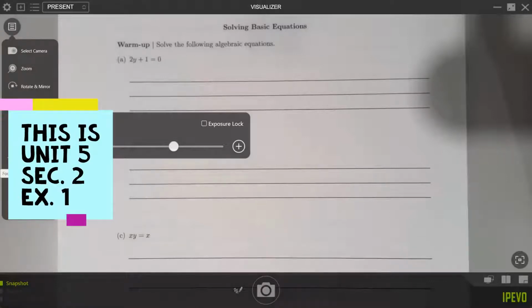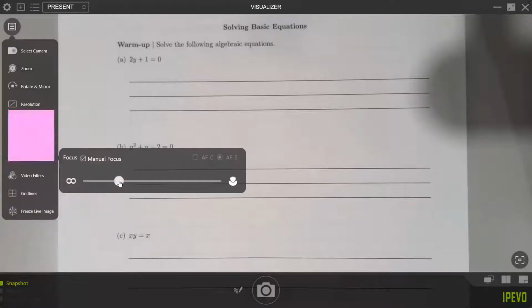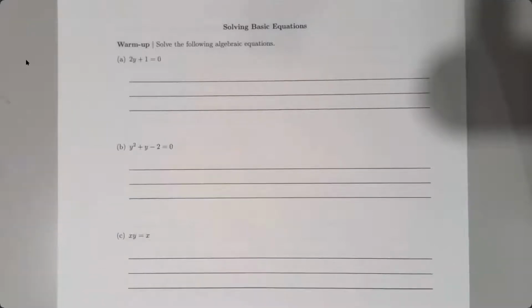Alright, and we're going to begin with some warm-up problems that deal with solving equations. These are some algebra equations that you might have learned in Math 130 or Math 140. So the first one is a linear equation, and we're solving for y.